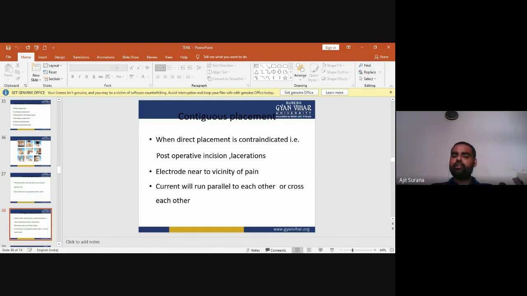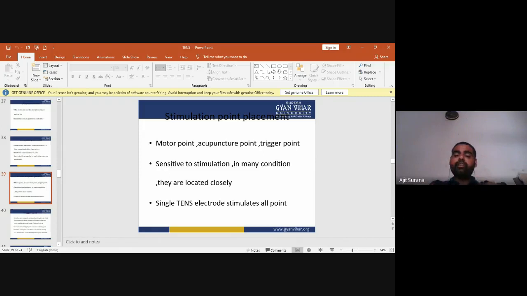In contiguous placement, the electrodes are placed near the vicinity of the pain. The current will run parallel to each other or cross each other. So contiguous placement of the electrode is used when direct placement is contraindicated, that is, in post-operative incision or lacerations. Electrodes are placed near the vicinity of the pain and the current will run parallel to each other or cross each other.